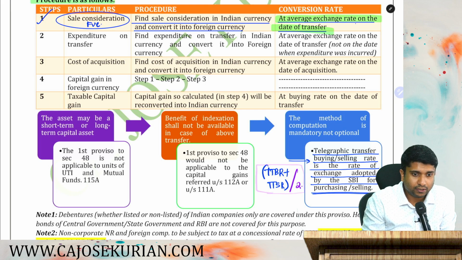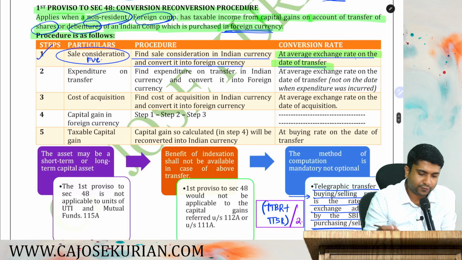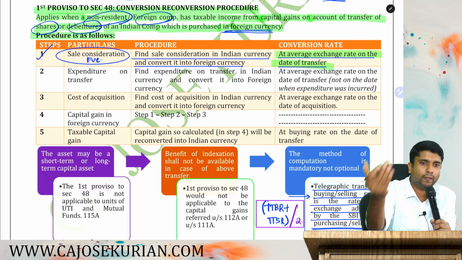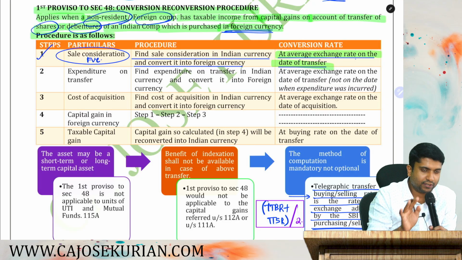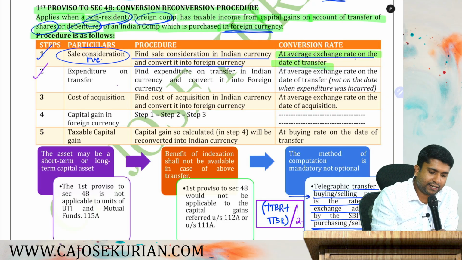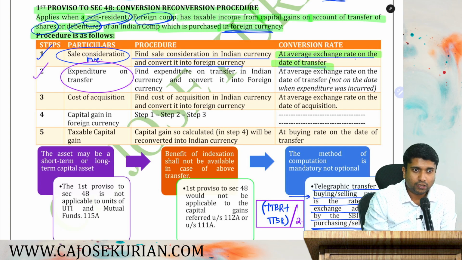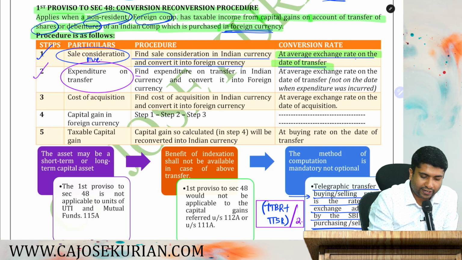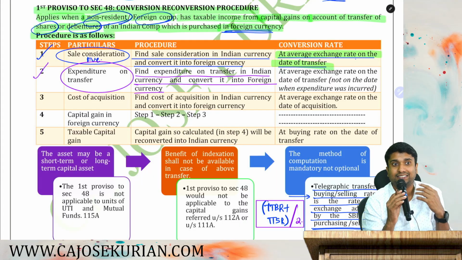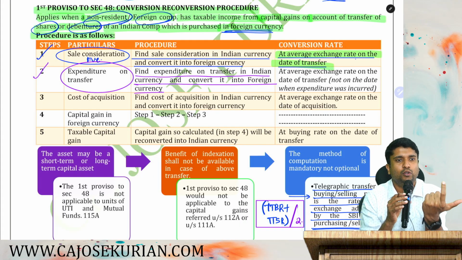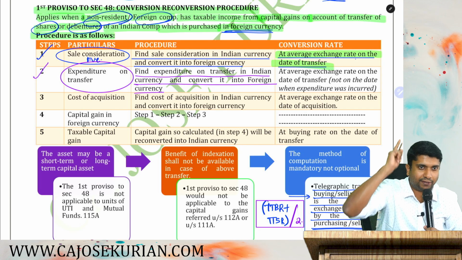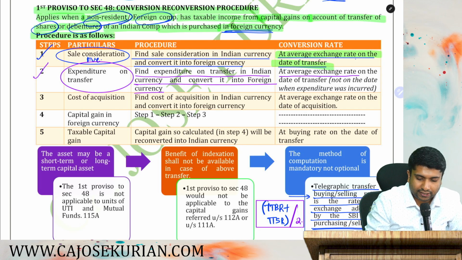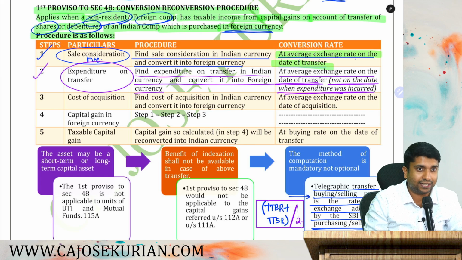Are you with me? So you compute the average exchange rate as on date of transfer, then you convert that full value consideration into Indian rupees. This is number 1. Not yet over. Step number 2. There can be direct expenses on transfer. Yes or no? For the direct expenses of transfer also, find the expenditure on transfer in Indian currency and convert it into foreign currency. If that is given in Indian rupee, then you convert it into foreign currency. Which rate? At the average exchange rate as on date of transfer, not on the date when expenditure is incurred.